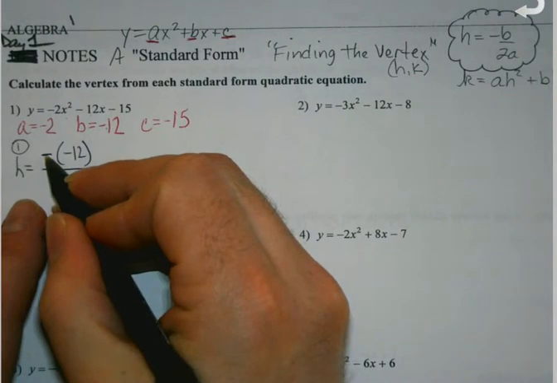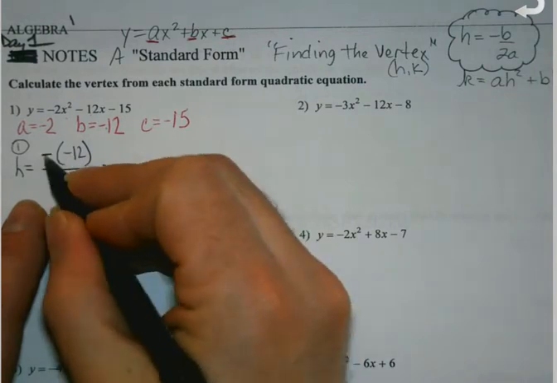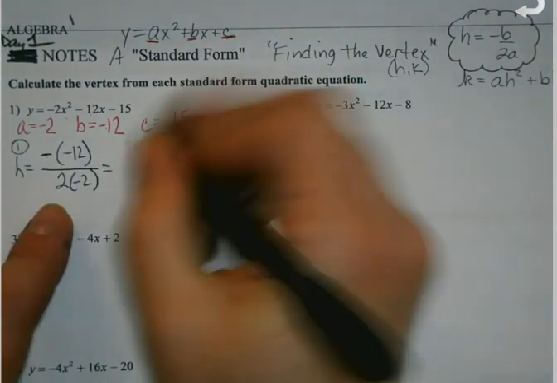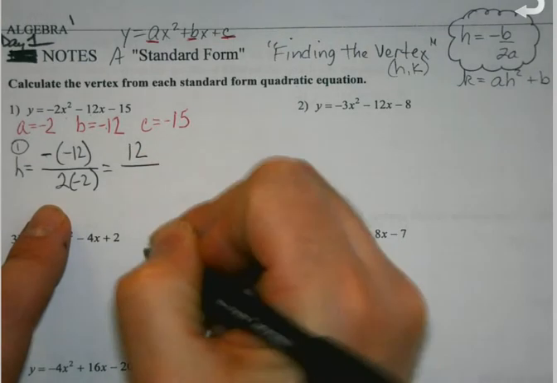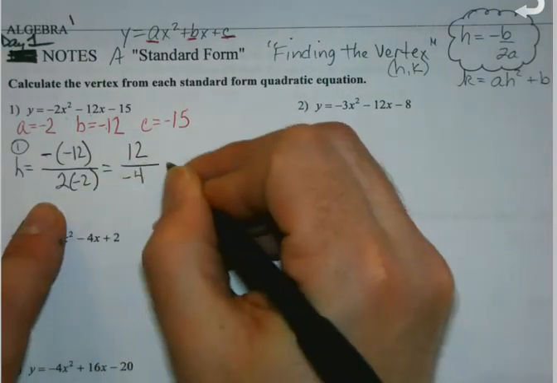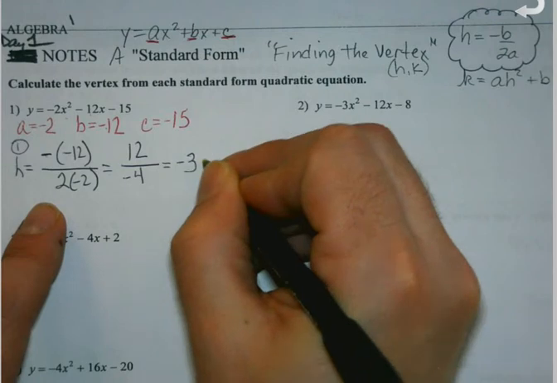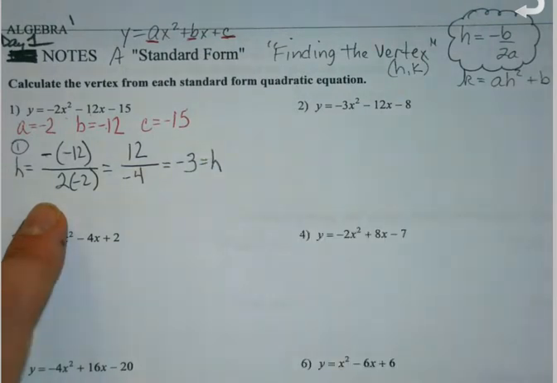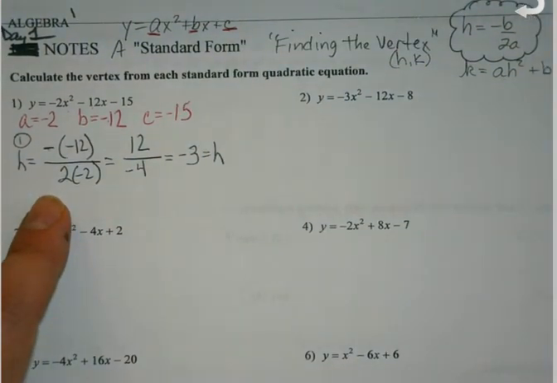So what happens when we do a double negative like this, when we're multiplying a negative times a negative? It becomes plus. But then 2 times -2 is -4. Okay. And I can find my H value, the first value in the vertex of my expression.